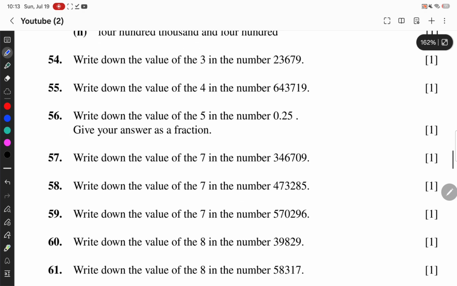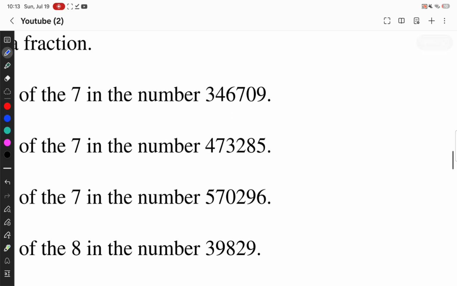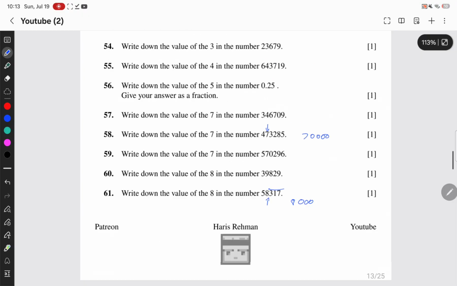Value of 3, value of 4, value of 7, value of 8. Let's do these. Let's do value of 7 in the number 47. You can see the place value of 7. It's like this 7 and then these many digits, 1000. We can do this 8, 3 digits, 8,000.